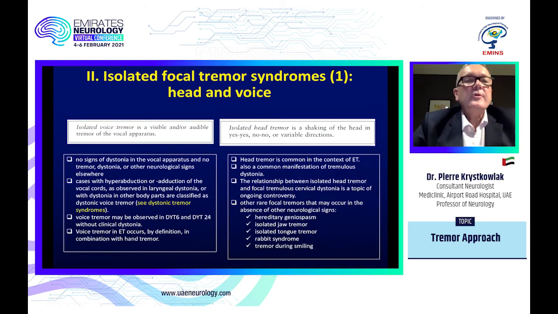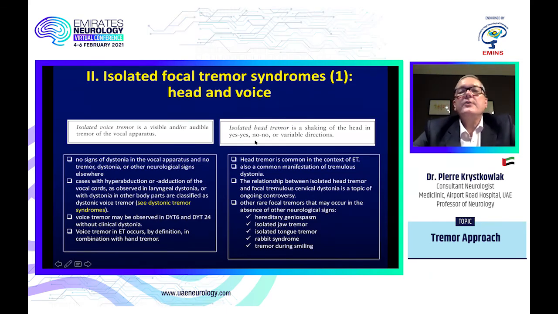Now, let's move to the second big part of this syndromic classification with the isolated focal tremor syndromes affecting head and voice. So an isolated voice tremor is a visible or audible tremor of the vocal apparatus. There are no signs of dystonia in the vocal apparatus and no tremor, dystonia, or other neurological signs elsewhere.